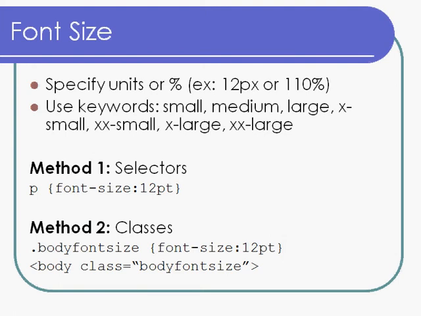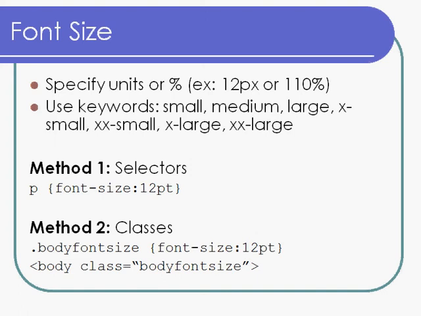Font size. So there are several units of measure that you can use when you apply the font size property. So you can specify units or percentage. For example, 12 pixels or 110%. What does that mean? That would mean that the current size of your font is 100% of what it is, right? 110% would be a 10% increase in the current size.